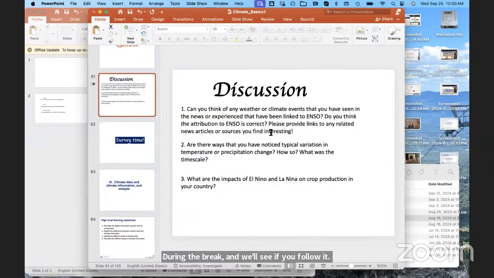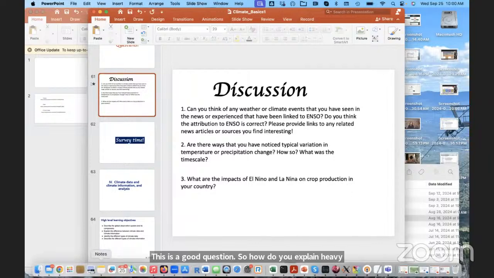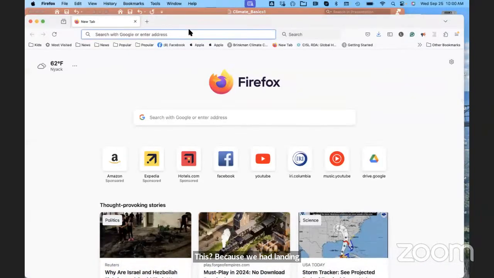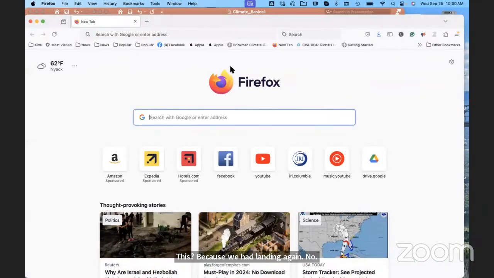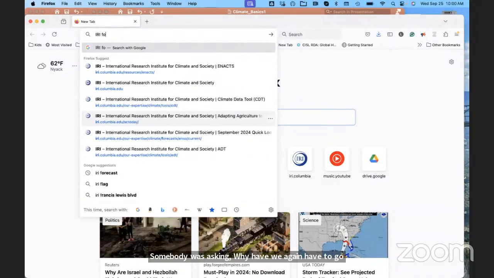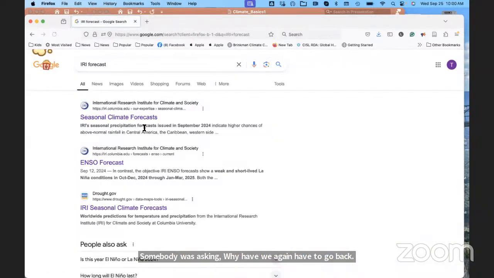Okay, this is a good question. So how do we explain heavy rainfall in Sudan? This is because we had La Nina again, no? Somebody was asking why heavy rain again. I've launched the poll. Okay, please respond to that poll.